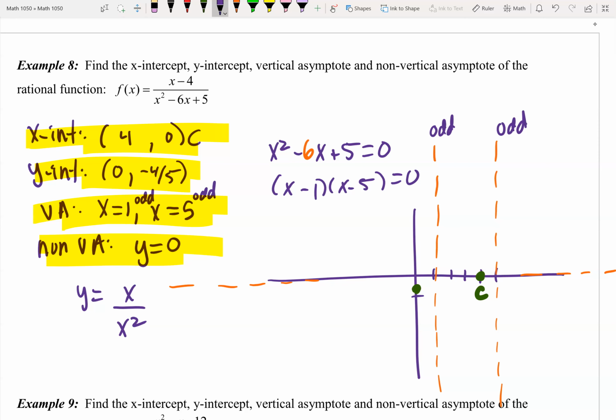So do you see how that's x equals 1? That came from here. Exponents of 1. 1 is odd. The 5. Remember, even or odd, remember my body was the asymptote, my hand is the graph. So odd means they go in different directions. Even means they go the same.